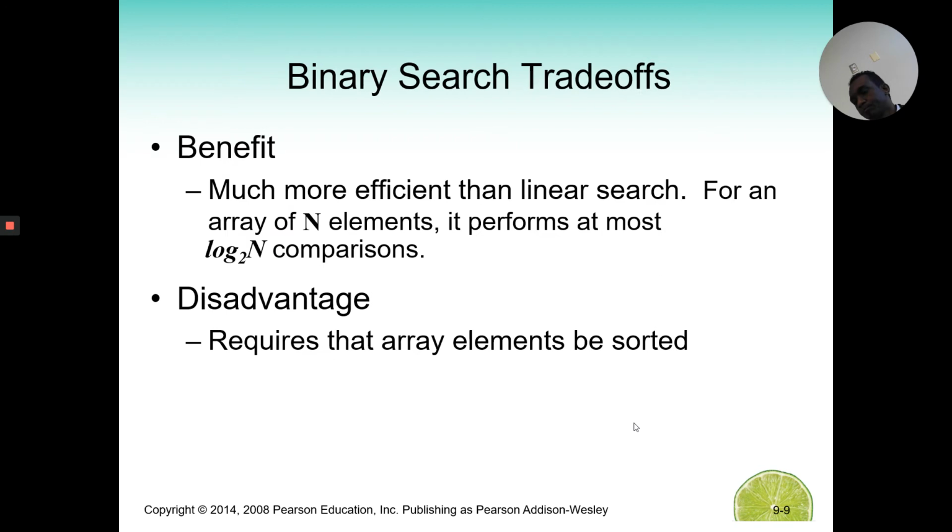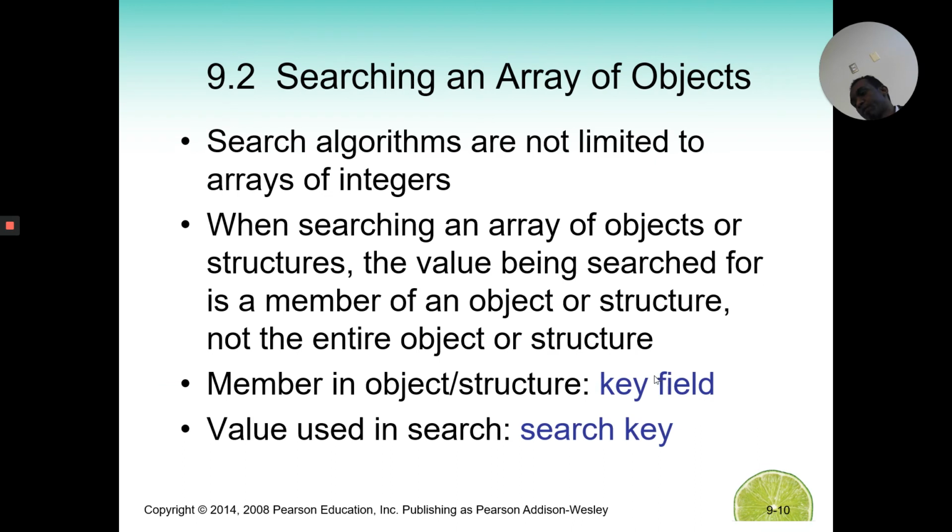So the benefit is it's much more efficient than the linear search. For an array of n elements, it performs at most log2 n comparisons. The disadvantage is that it requires the array elements to be sorted. If it's not sorted, it won't work.